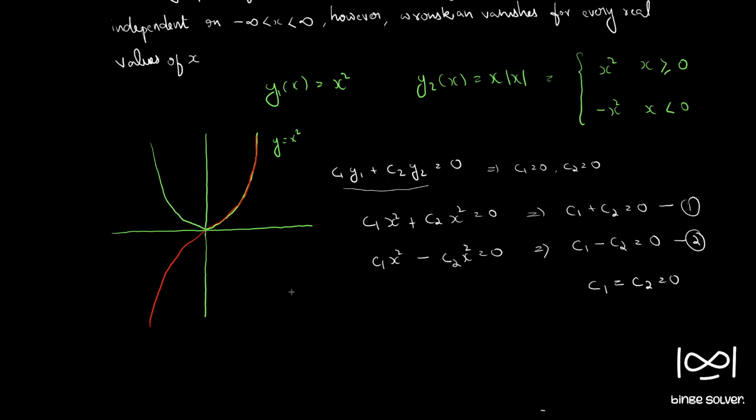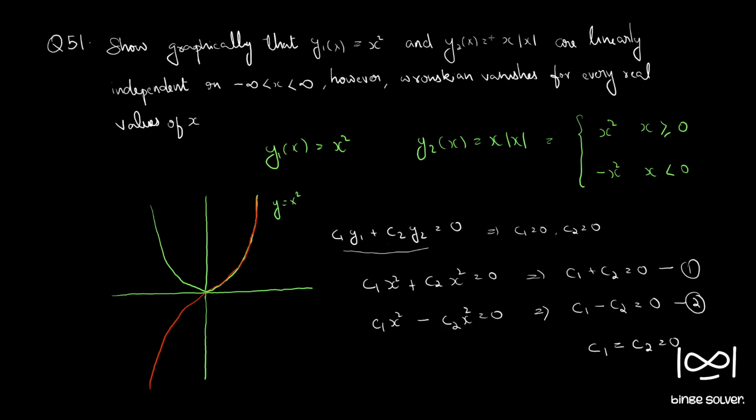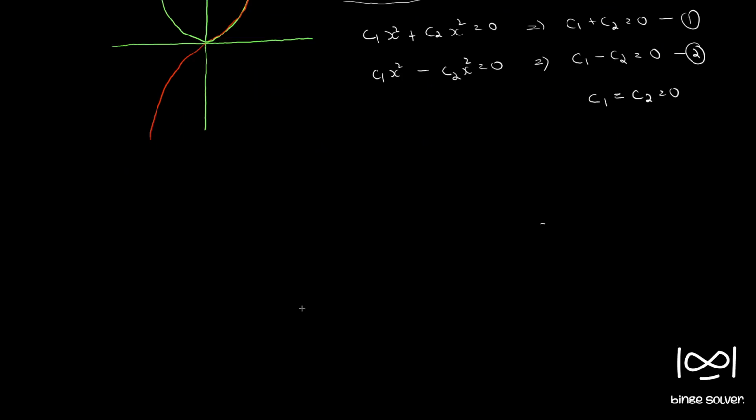Now that is the first part. This is how we can clearly see that these two graphs are linearly independent. But if we check the Wronskian, what does the Wronskian say? The Wronskian W of x is defined as the determinant of y1 of x, y2 of x, y1 dash of x, y2 dash of x.